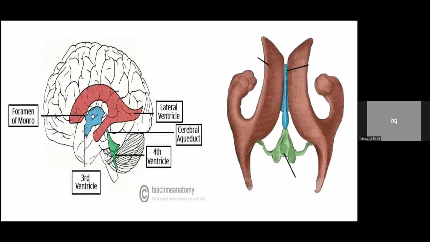The 4th ventricle receives cerebrospinal fluid from the 3rd ventricle via the cerebral aqueduct, which is here. It lies within the brainstem at the junction between the pons and medulla oblongata. And from the 4th ventricle, the fluid drains into 2 places, which are the central spinal cord canal and the subarachnoid cisterns.